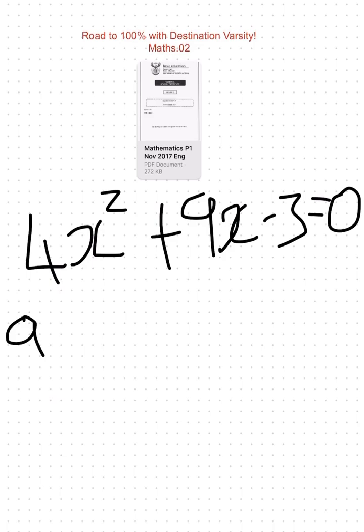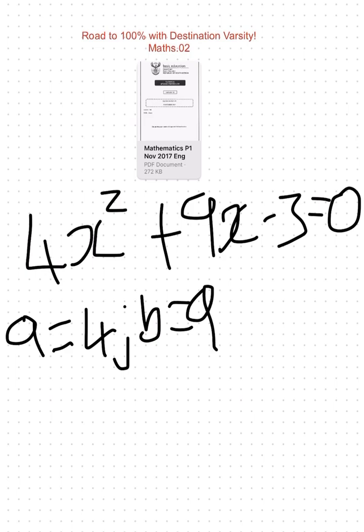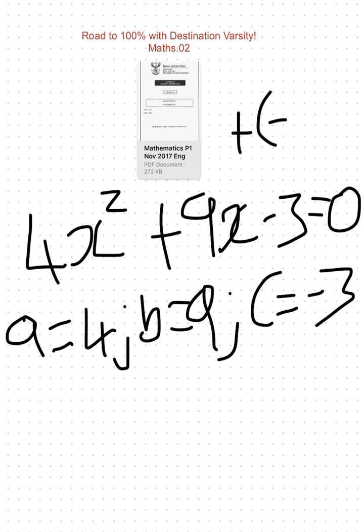Since they explicitly told you, or implicitly, by saying correct to 2 decimal places, that you should use the quadratic formula, your a is equal to 4, your b is equal to 9, and your c is equal to minus 3. It's generally plus c, so it's plus c here, but you should know that it was plus minus 3.